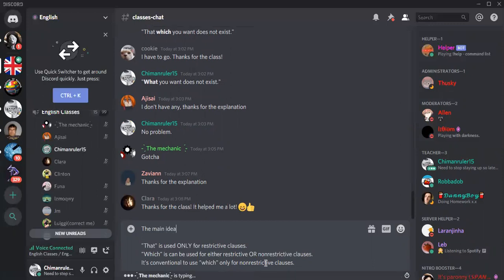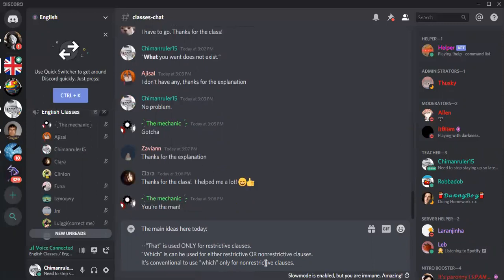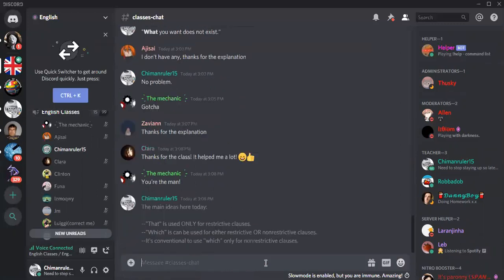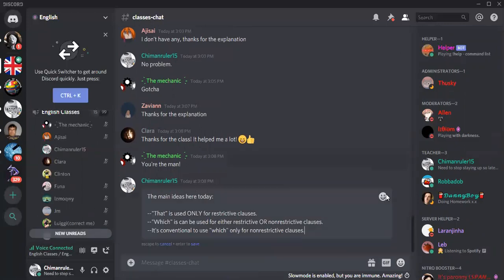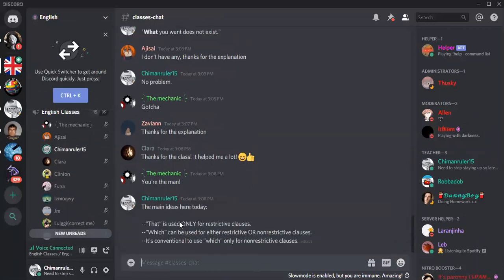The main ideas here today. Okay, so I'll just type that there for your convenience. "That" is used only for restrictive clauses. "Which" can be used for either restrictive or non-restrictive clauses, and it's conventional to use "which" only for non-restrictive clauses. So three important ideas here today.